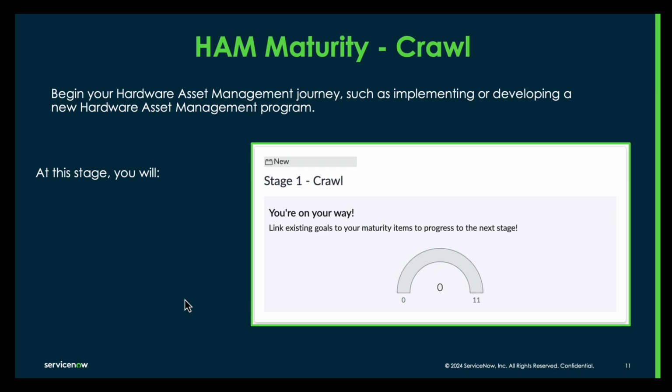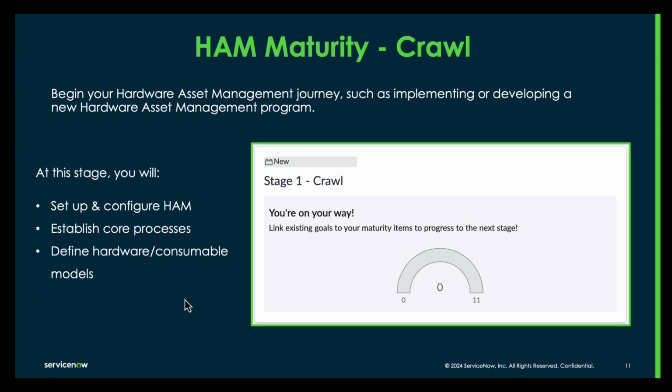So at this stage, we'll do the setup and configuration of HAM. We'll establish some of those core processes. We'll define the hardware and consumable models. And we'll start to create and maintain those stock rooms. And stock rooms are very important. They play a big role in HAM, as they are the center of all the out-of-the-box workflows.